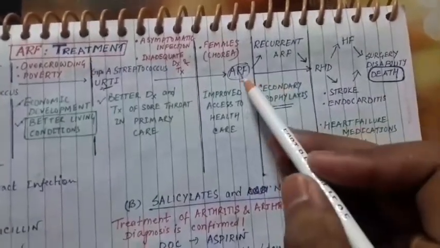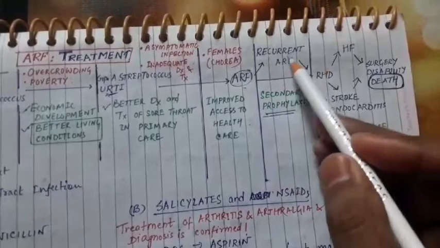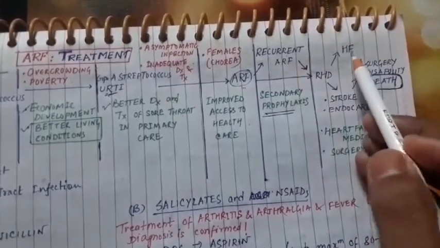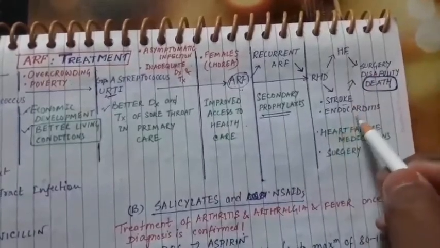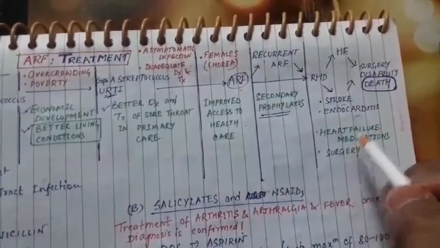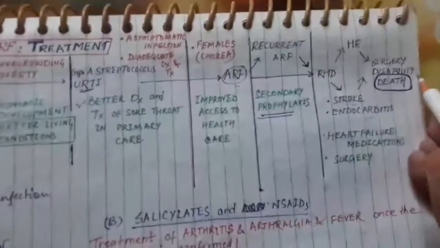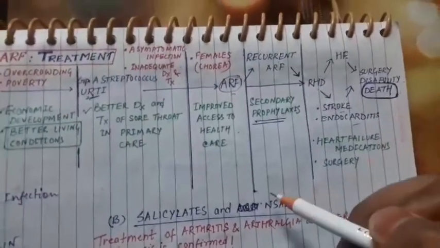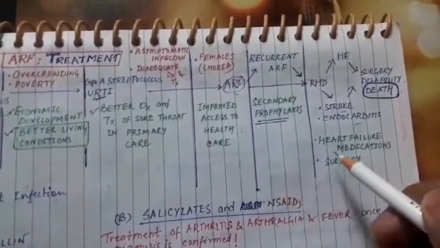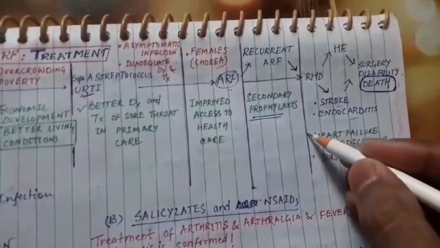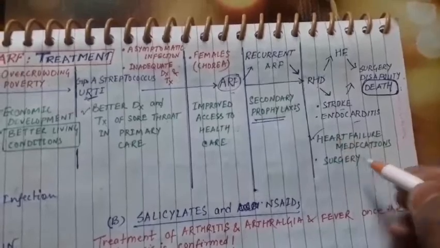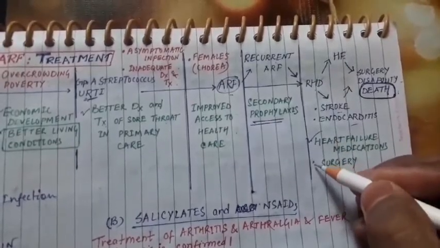Again, rheumatic heart disease may lead to heart failure and other conditions like stroke syndrome and endocarditis, which may lead to disability and death. So here we can provide better management for heart failure, like heart failure medications and other treatment. So this is just an overview of what interventions we can do.